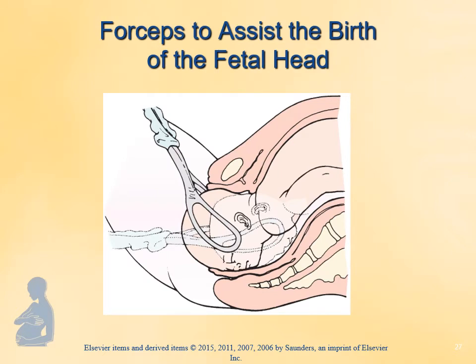But basically they look like salad tongs, kind of. They're metal instruments, and they go one on either side of the baby's head, and then they can either help that baby rotate or they can help pull that baby out to be delivered. We don't see the use of forceps a whole lot anymore.